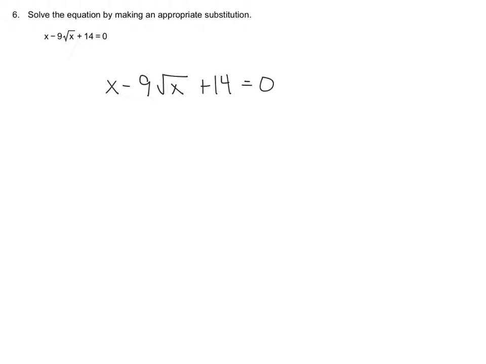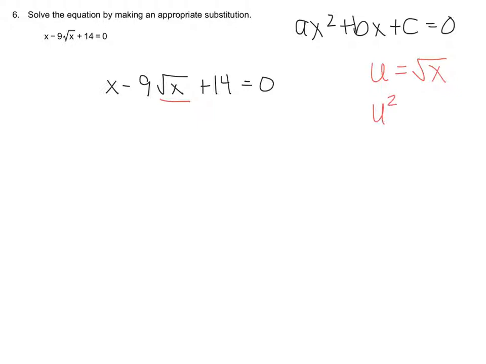Now, this polynomial is in quadratic form, but it's not in the standard form ax squared plus bx plus c. So we can look at the middle term, which is the square root of x, and we can let u equal the square root of x. That means that u squared would equal the square root of x squared, and the square root of x squared is the same thing as x.